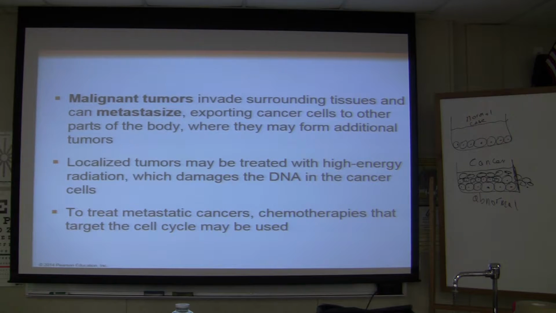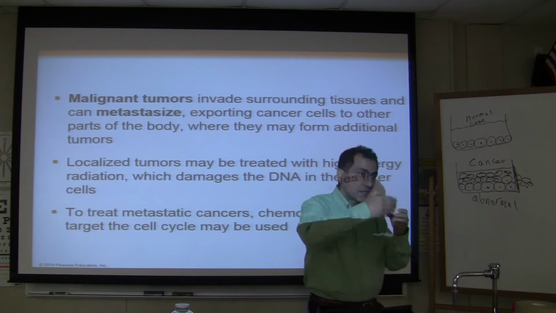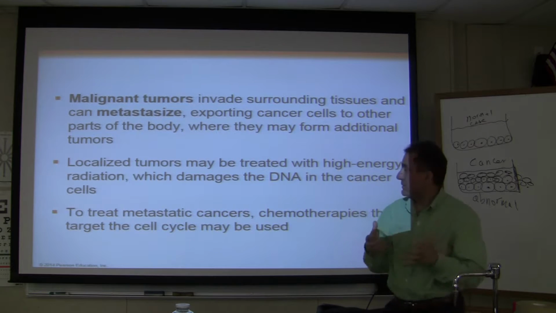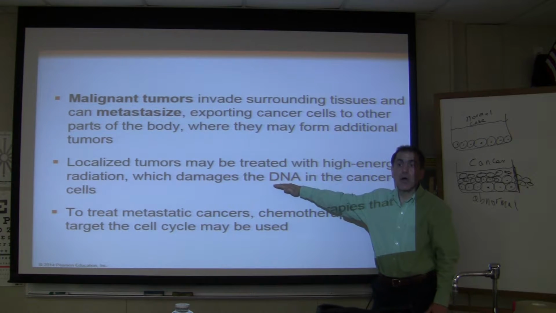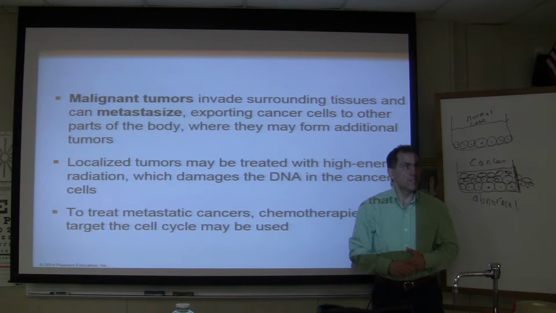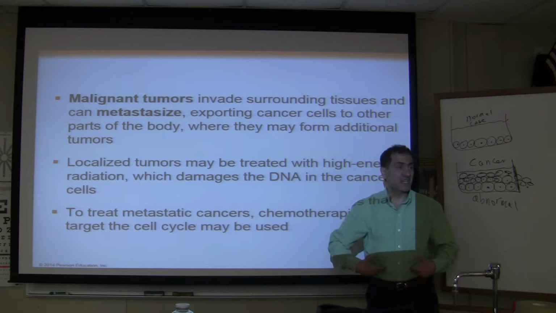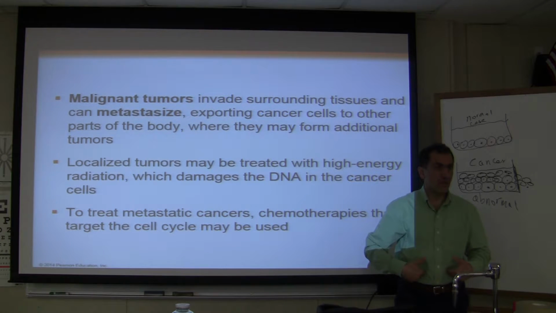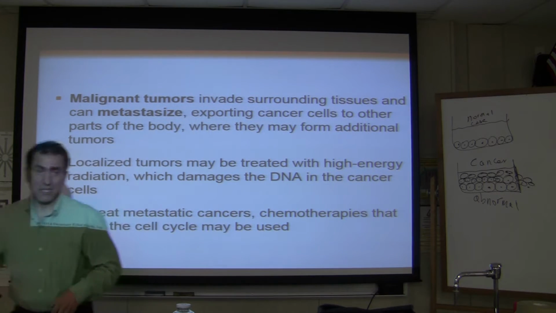But of course, to treat metastasized cancer, chemotherapies that target the cell cycle may be used. That's what they are trying to do. With radiation and with chemotherapies, they're trying to stop that cycle, the cycle that we are talking about. The radiation damages the DNA of cancer cells. However, it damages the normal cells as well. The most receptive cells that are damaged when you use chemoradiation are the ovaries and testes. The ovaries and testes are being affected a lot during this radiation therapy.